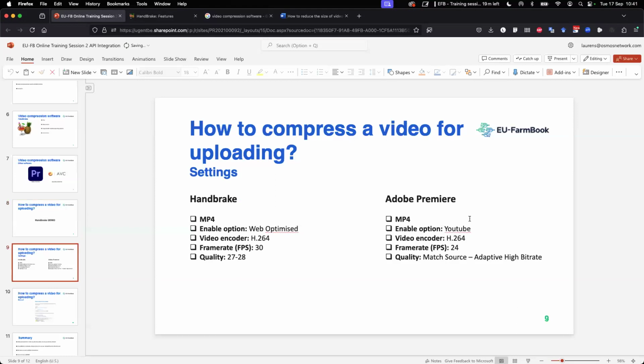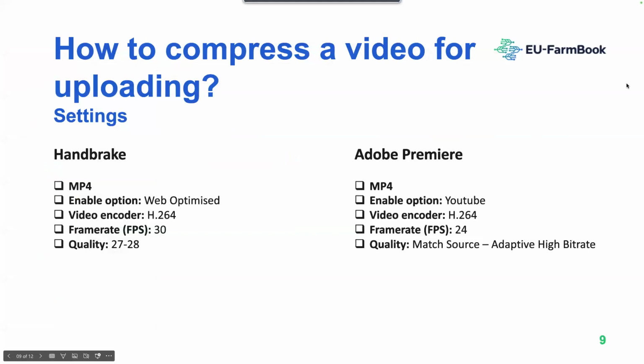Now, if I go back to my presentation, if we look at the specific settings for Handbrake, what I showed you is we want to have an MP4. Specifically, we want to enable the option for web optimized. The video encoder is H.264. It's a very specific encoder, but it's widely recognized. The frame rate per second, we want to have at 30, but the constant quality, we want to have at 27 or 28.